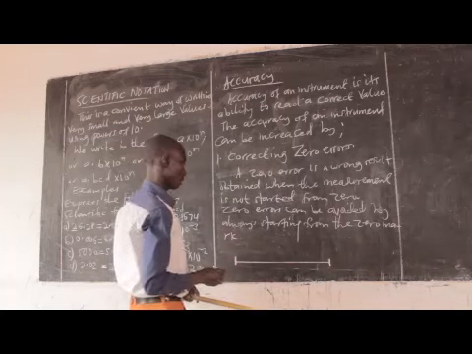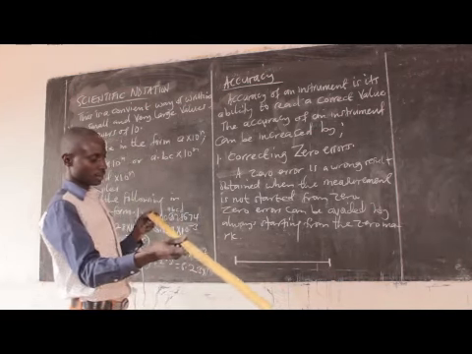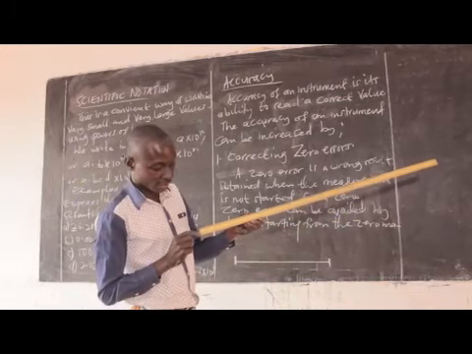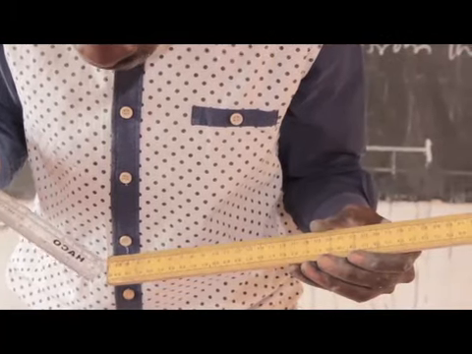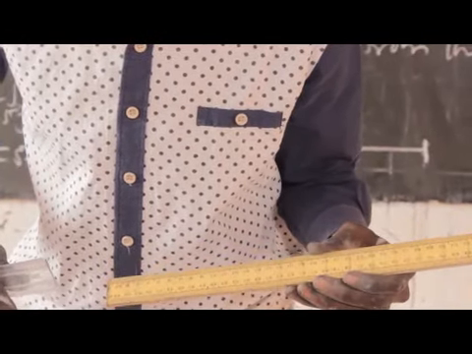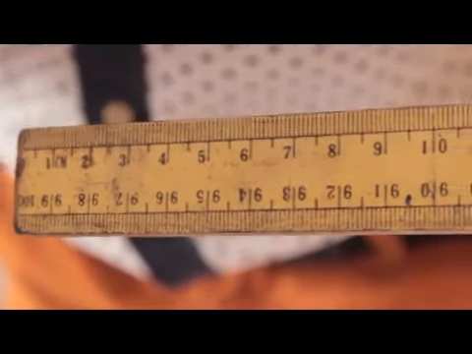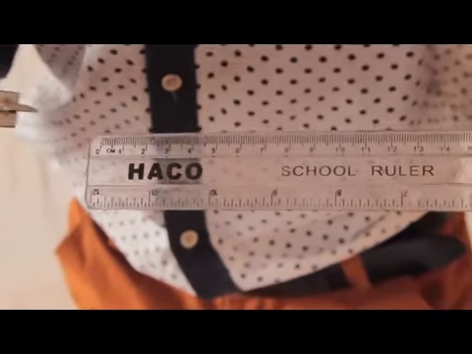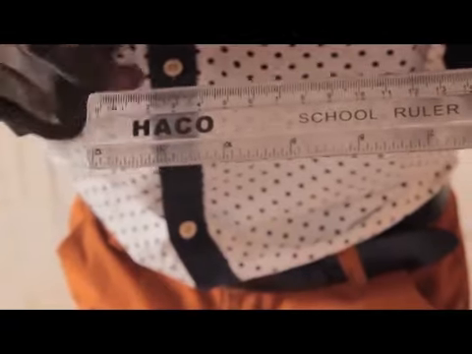The length of this line. You look for the zero. With my meter rule, the zero mark is exactly at the end. Here there's zero, but you only see a part of the zero. Zero is here with my meter rule. Look at this one, the foot ruler. The zero is not at the end. The zero is here.